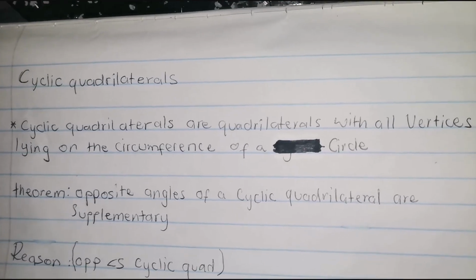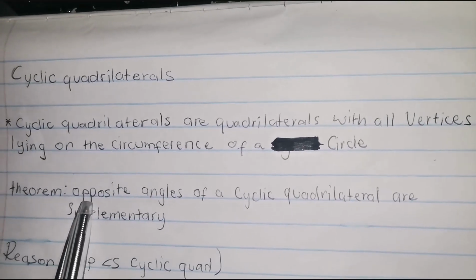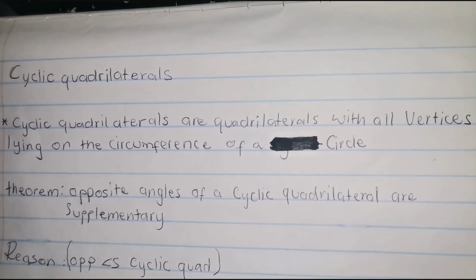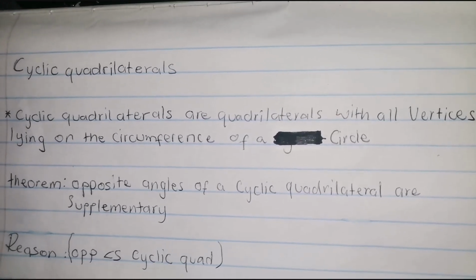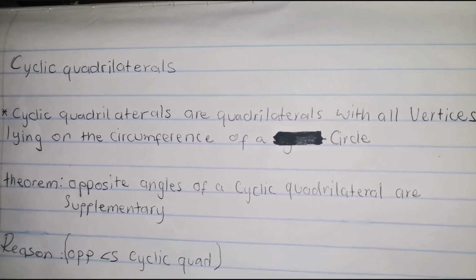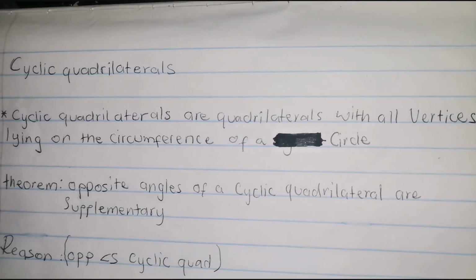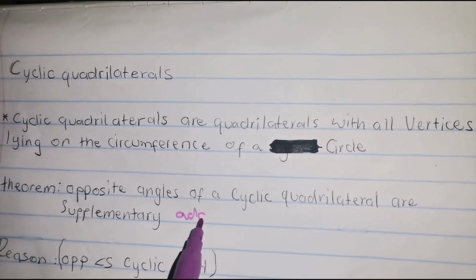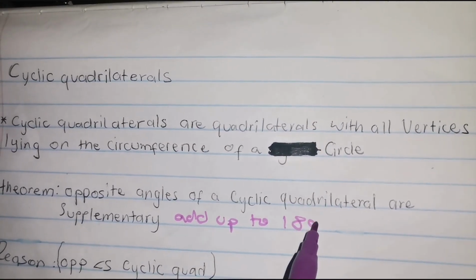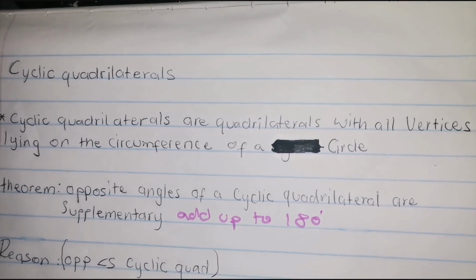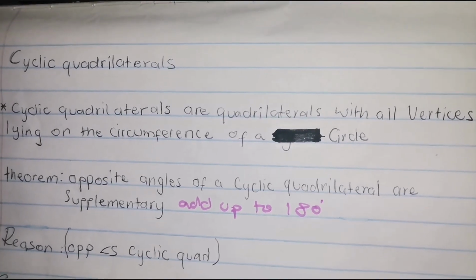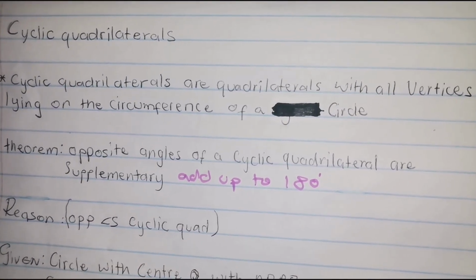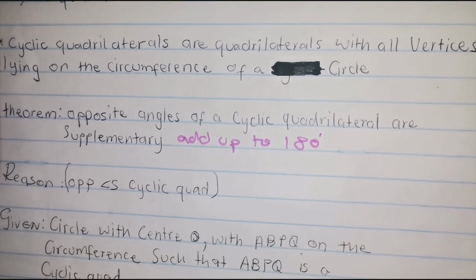So we want to prove a particular theorem that says that opposite angles of a cyclic quadrilateral are supplementary. When you talk about angles that are supplementary, they add up to 180 degrees. That is the meaning of supplementary. So you're going to prove that the opposite angles are supplementary, or you can just write it in this form: opposite angles of a cyclic quadrilateral. This is the shortest version of this theorem.